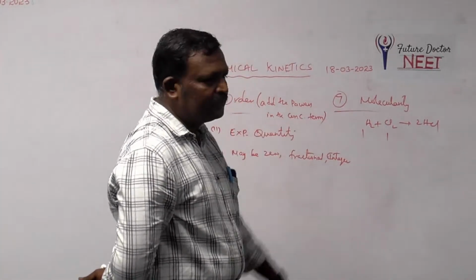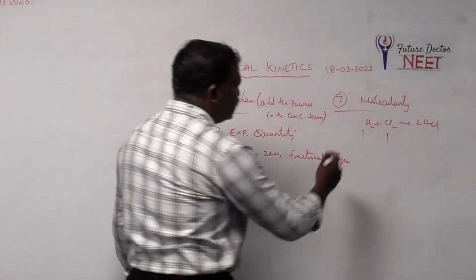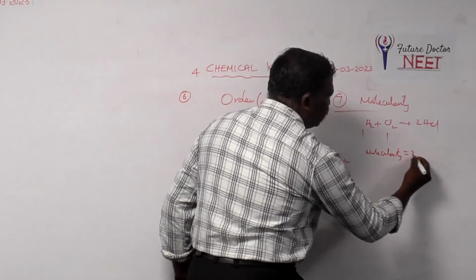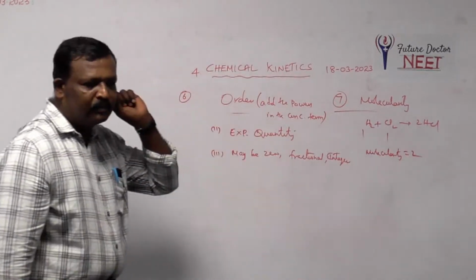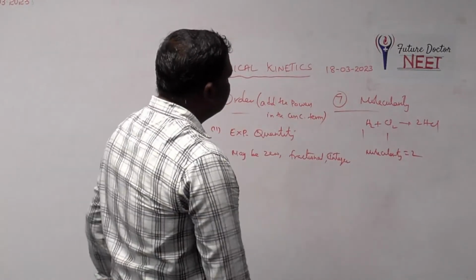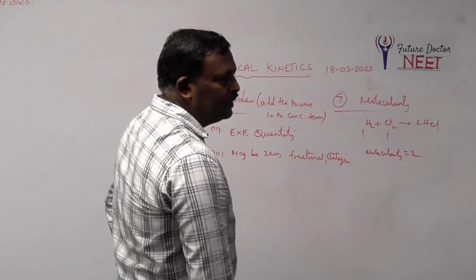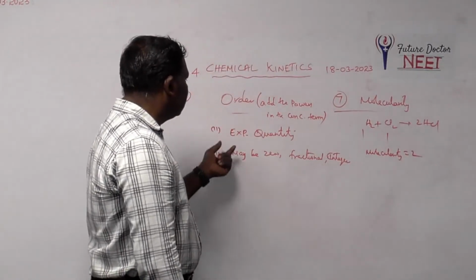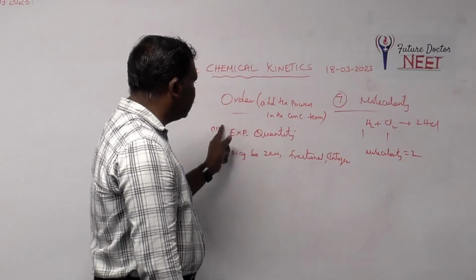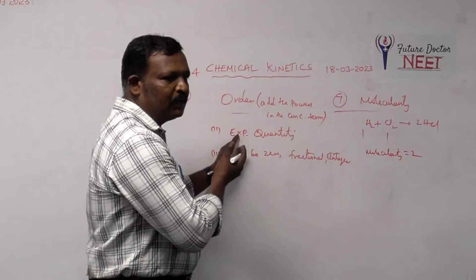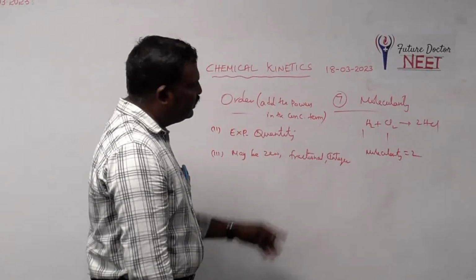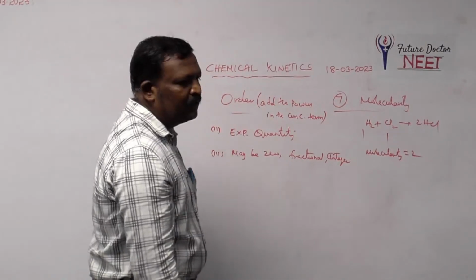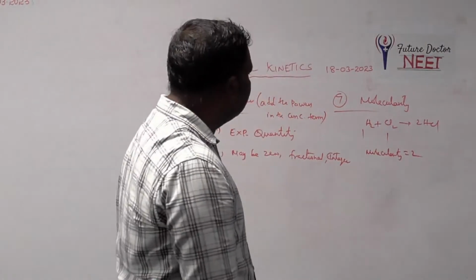Just write the examples. In this reaction, molecularity is what? 2. It must be balanced, and then only we are able to find it out. Now come to the second point. Tell me, what is that? This is called an experimental quantity. And this is theoretical. Theoretically, when one equation is given we can say it, a theoretical concept. You following?